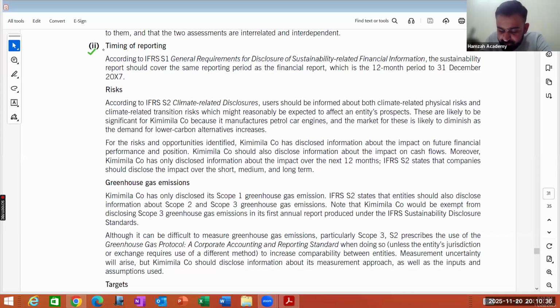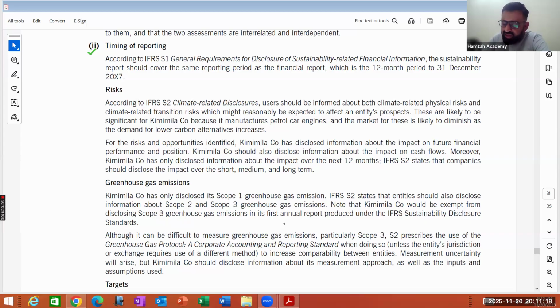Then greenhouse emissions, a scope-related issue. They have disclosed only the scope 1 related disclosure of gas emissions. But IFRS states that an entity should also disclose information about scope 2 and scope 3 greenhouse emissions. Note that K company would be exempt from disclosing scope 3 greenhouse emissions in its first annual report produced under the IFRS sustainability disclosure standard. Companies giving disclosure for the first time are exempted just once, but after that they will be required to disclose scope 3 as well.